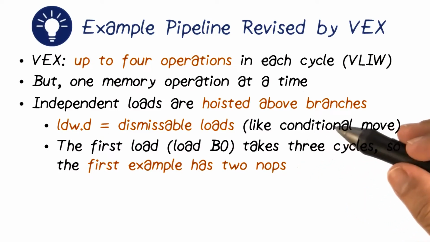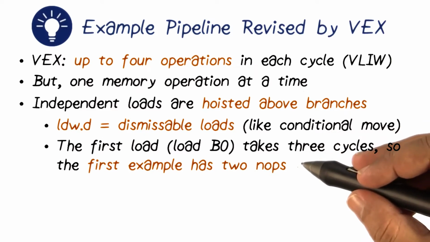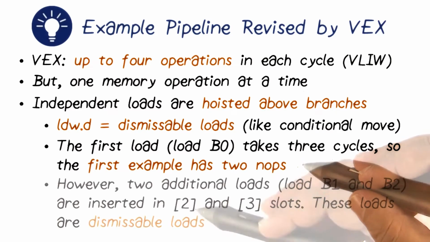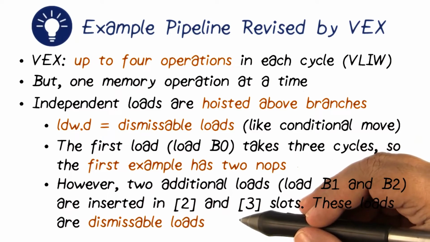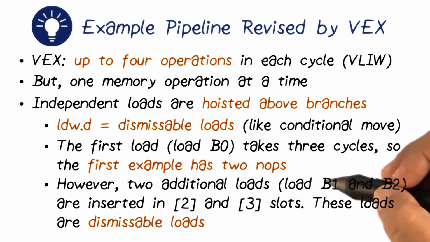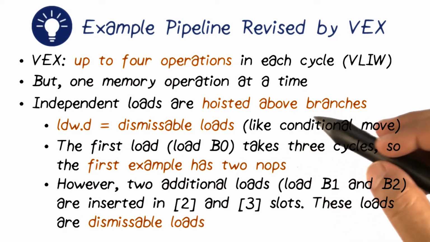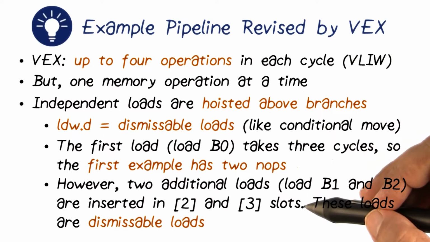This was the case in sequential execution where the no-ops were doing nothing and just wasting cycles. But in VLIW, let's see how we can take advantage of this. The loads B1 and B2 could now be inserted in slots 2 and 3 because we can start executing these loads, which are not dependent on or related to load B0. We could not put load B0 and B1 in the same slot because again only one load is allowed in a particular slot. You can see that in this example, the load in slot 1 is a regular load, whereas the loads in slots 2 and 3 are dismissible or conditional loads.